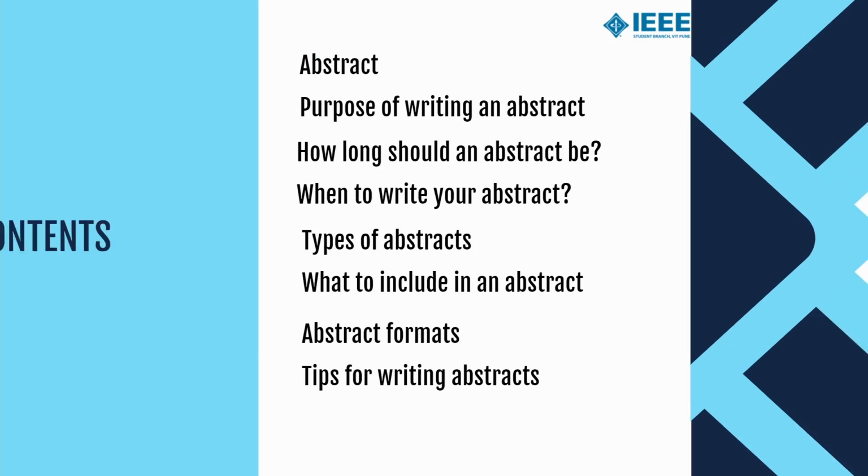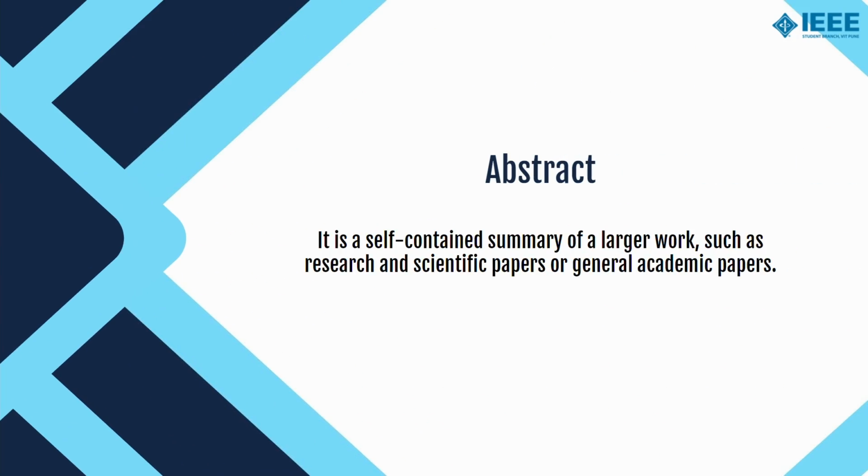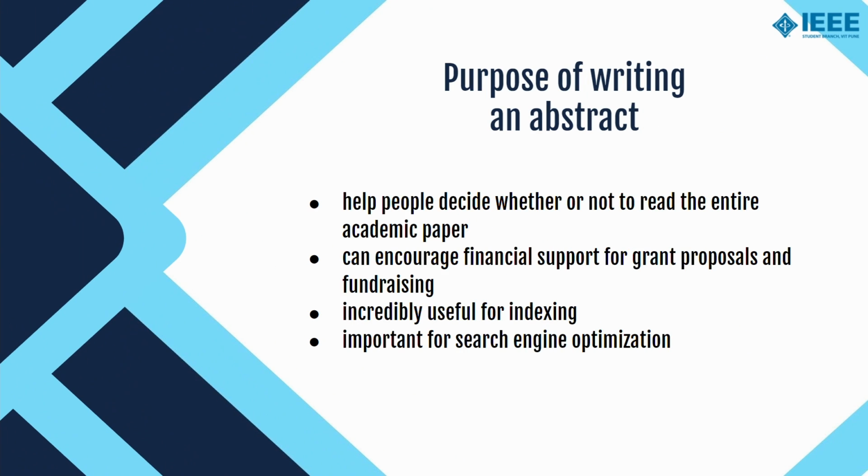Let's begin. An abstract is meant to preview the bigger document. It is a self-contained summary of a larger work, such as research and scientific papers or general academic papers. This helps readers and other researchers find what they are looking for and understand the magnitude of what is being discussed. We can compare the abstract to the trailer of a movie, which decides whether or not someone becomes interested in your work.